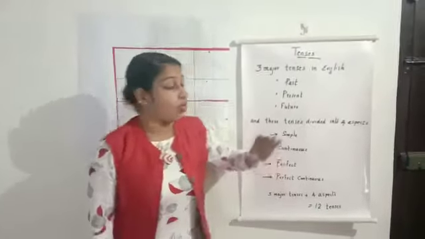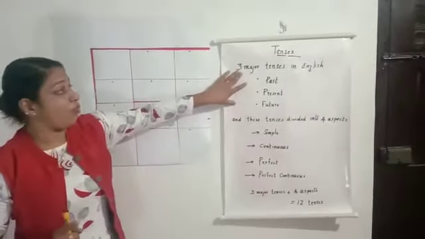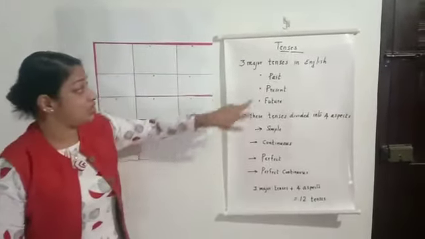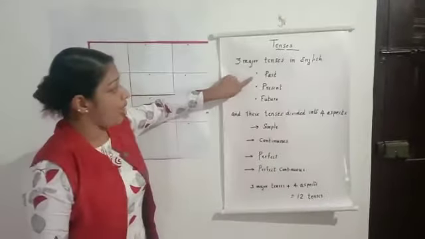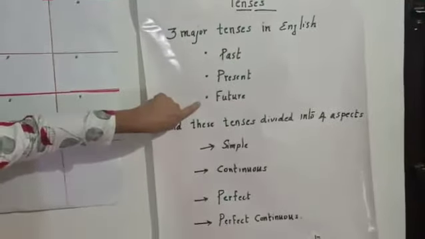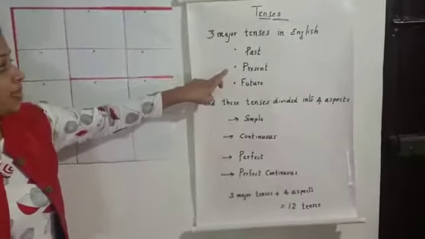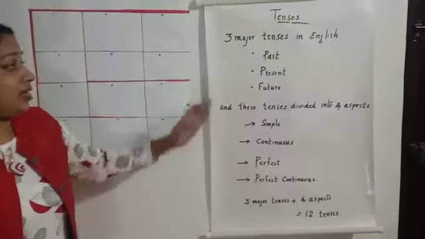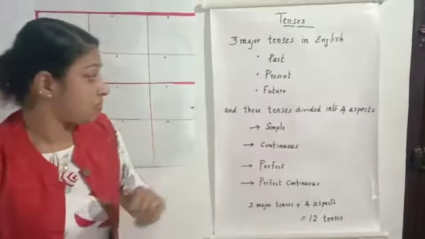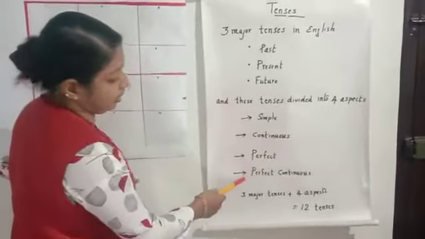Okay, so we are going to learn in a detailed way about tenses. My first question: what are the three major tenses in English? We have three major tenses in English. First one is past, second is present, then we have future. So, what are the three major tenses in English? Past, present, future. And these three tenses are divided into four aspects that are simple, continuous, perfect, perfect continuous.